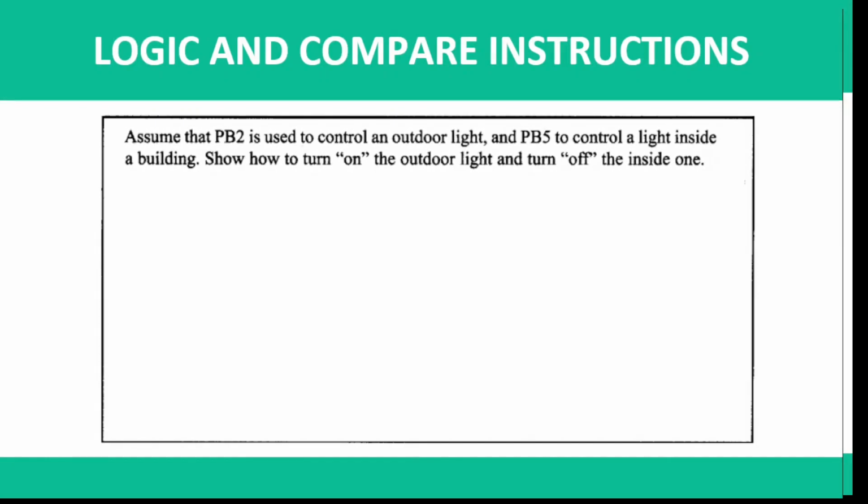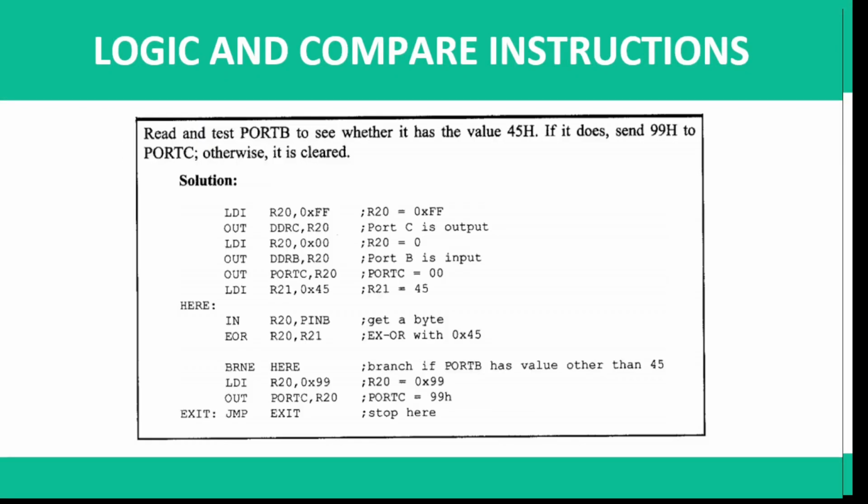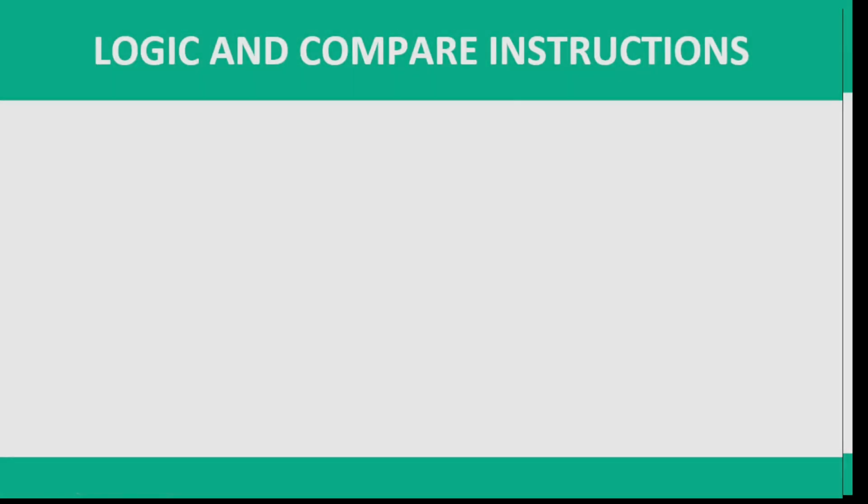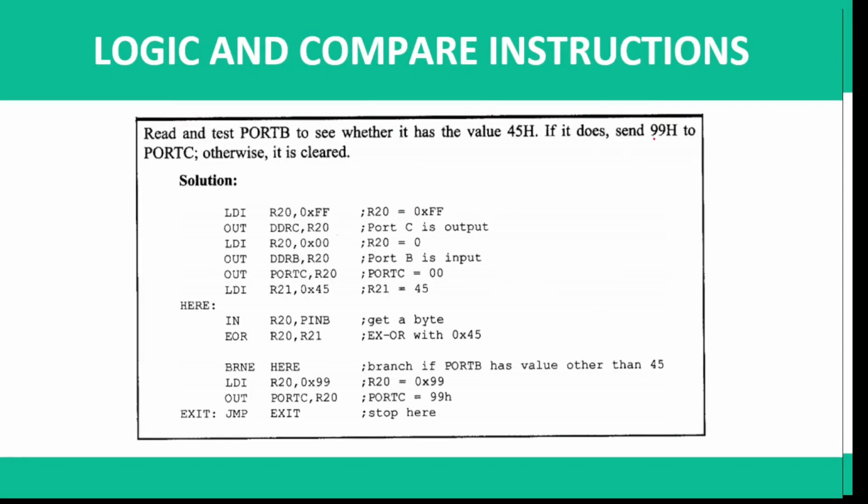Okay, going back to the sample for the exclusive OR, we have here an example to read and test port B to see whether it has a value of 45H, and if it does, we'll send 99H to port C, otherwise it is cleared. So first, we have to set DDRC as an output.